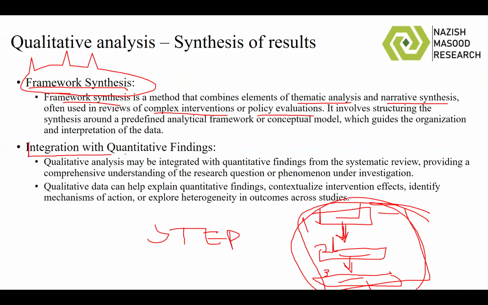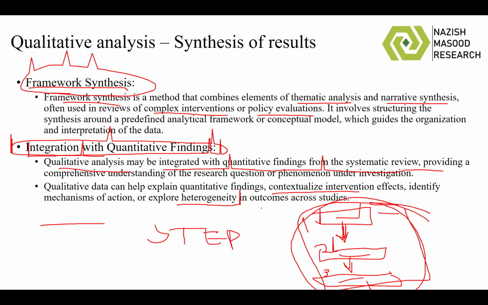And the last is integration with quantitative findings. This is what we generally do when we are doing a meta-analysis. When we do a meta-analysis, we obviously write some qualitative findings as well. So qualitative analysis may be integrated with quantitative findings. What we normally do is first do the quantitative synthesis, and then we try to contextualize it. We try to explore the heterogeneity, so we explain the heterogeneity.